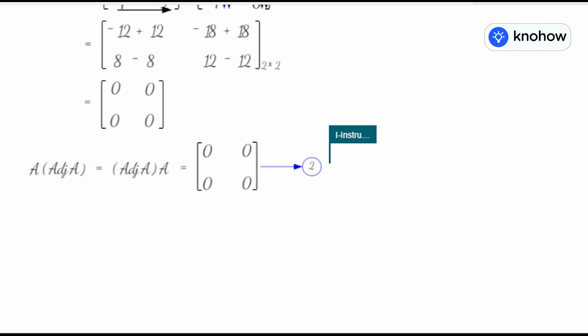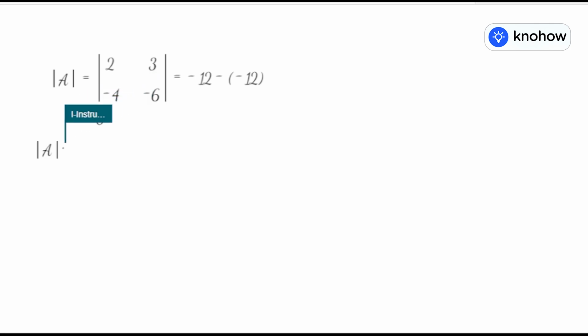That the same is equal to determinant A into I. What is the value of determinant A? The given matrix is 2, 3, minus 4, minus 6. So the value of the determinant will be minus 12 minus 12, so plus 12, it is 0. So now we have to prove it equal to determinant A into I. So what is the value of determinant A into I?